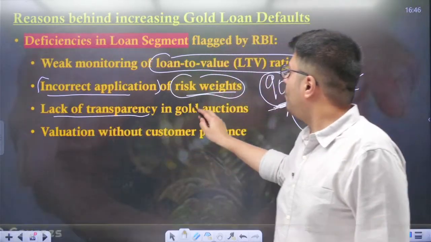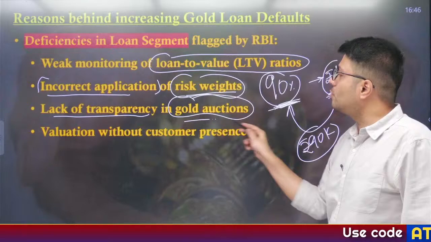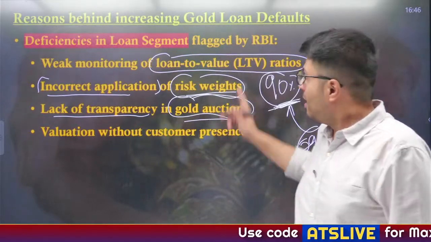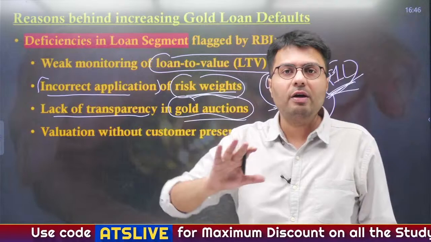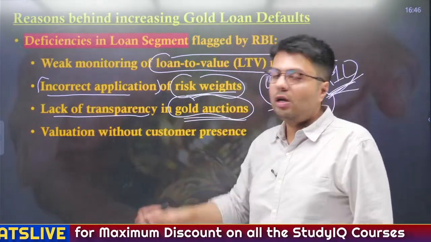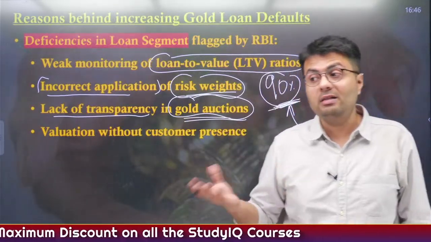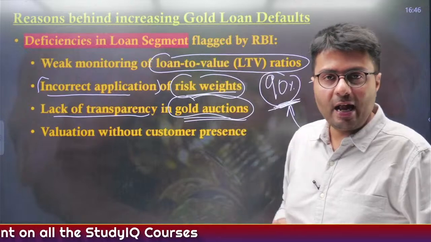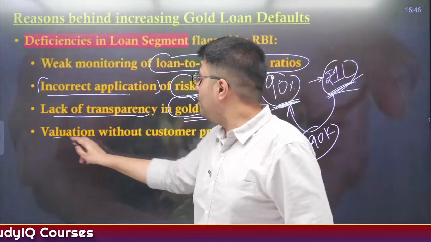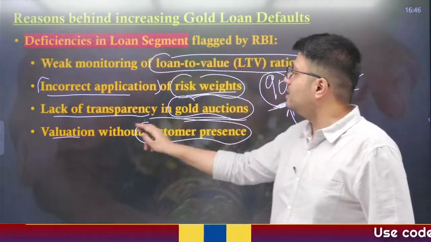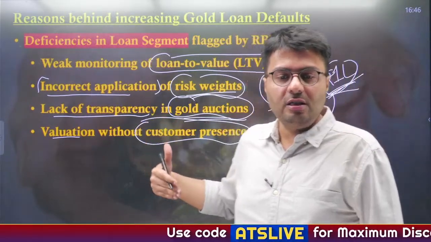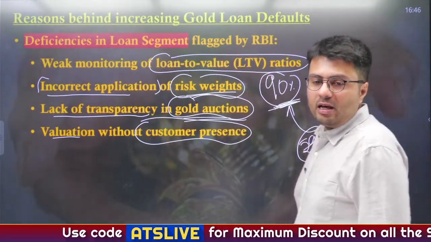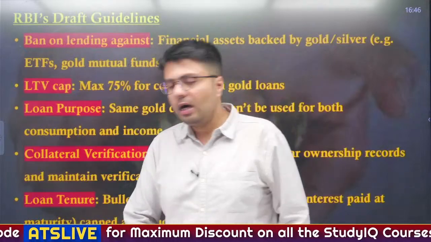Also, there is a lack of transparency in gold auctions. Whenever you do not return the loan, as banks have your gold as collateral, they can sell off this gold in the market and recover the money. So whenever these auctions are not transparent, how will you understand that banks are actually getting the entire worth, right? And also valuation is sometimes done without customer presence, which might lead to lower valuation of the gold. So these are the deficiencies that have been flagged by the government in the review.